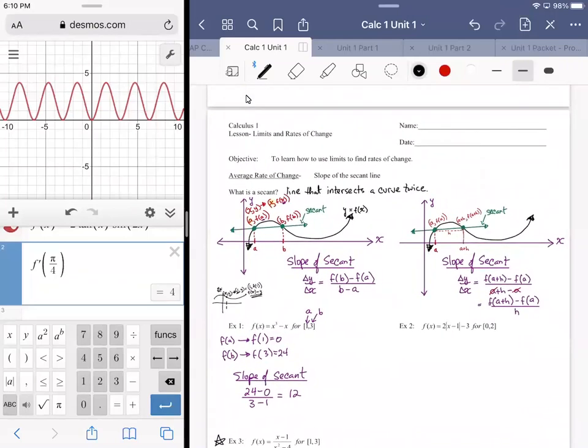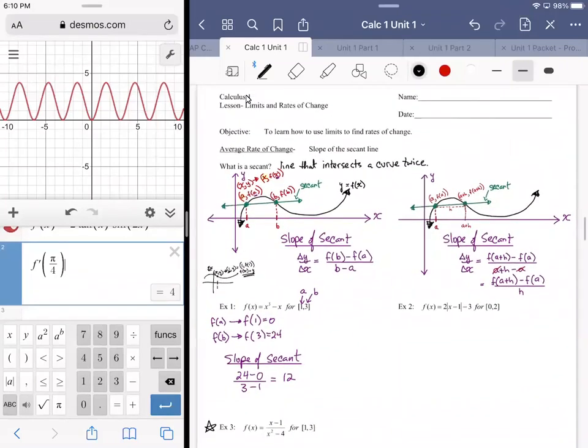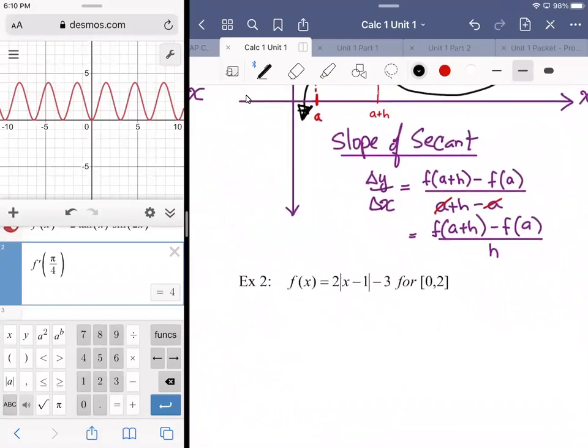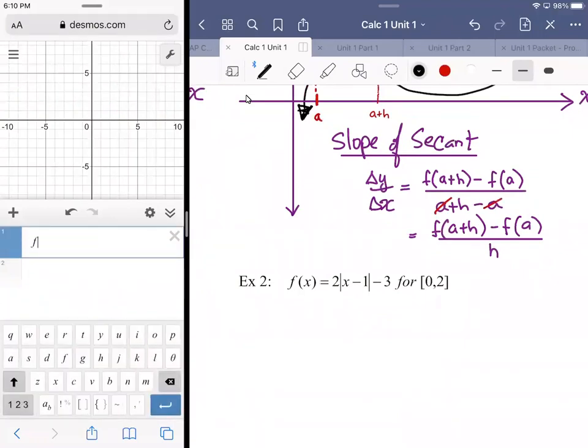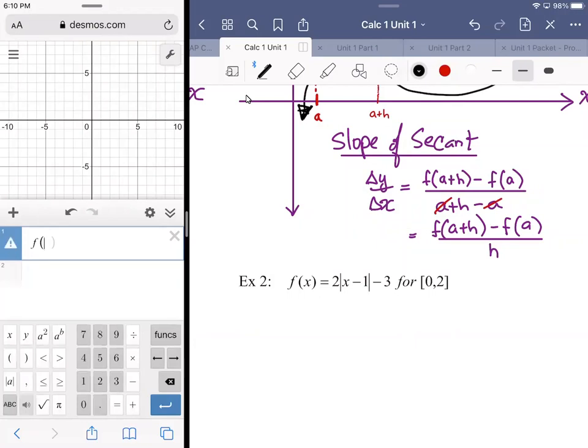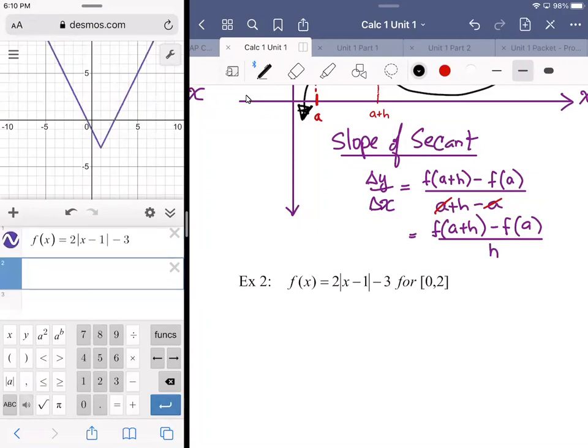You know, I got a nice smooth curve here. This absolute value function is going to be a V-shaped curve. Well, if you could call it a curve. I mean, everything's a curve, but it's a V-shaped function. All right, so I'm going to type it in. F of x is equal to 2 times the absolute value of x minus 1, close it up, minus 3, and lock it in.